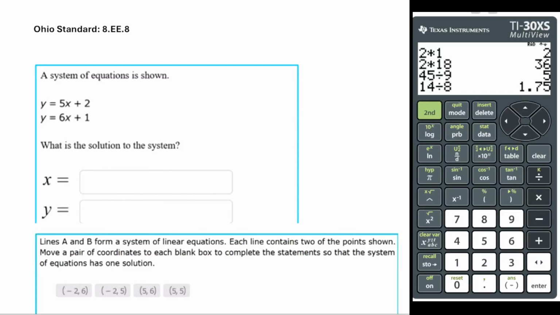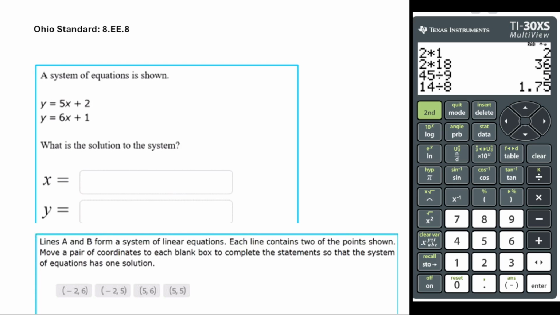All right, we're back again for another Ohio State test review by standard. Today we're talking about 8.EE.8. This has to do with systems of equations, which is always controversial, mainly because either it's not awful or it can get messy.